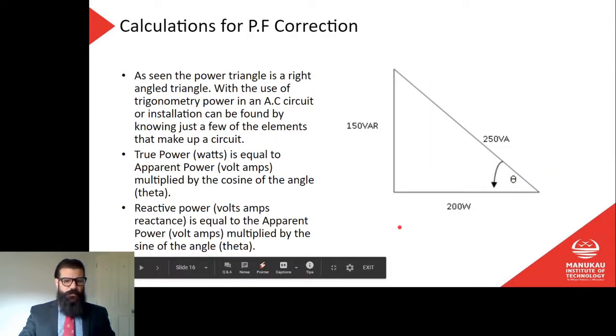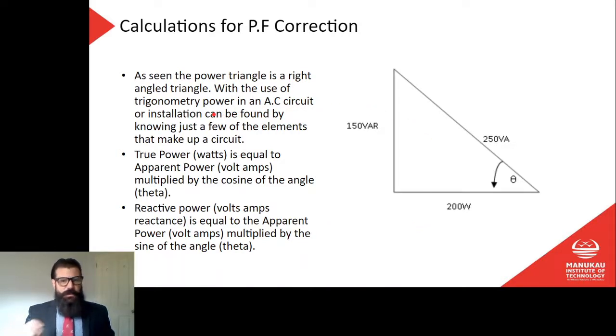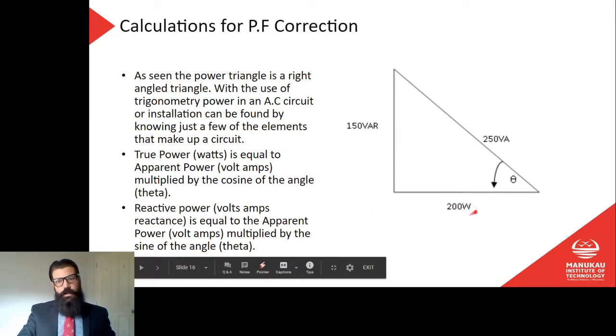Alright, calculations for power factor correction. As seen, the power triangle is a right angle triangle. All power triangles are a right angle triangle. With the use of trigonometry, power in an AC circuit or installation can be found by knowing just a few elements that make up a circuit. True power is equal to apparent power multiplied by the cosine of the angle. Why? Because that's trigonometry.